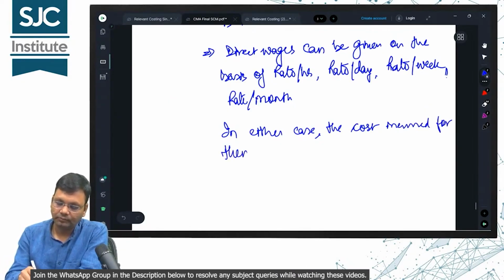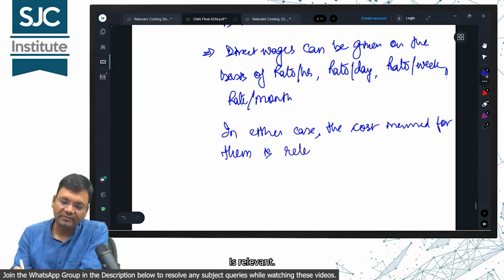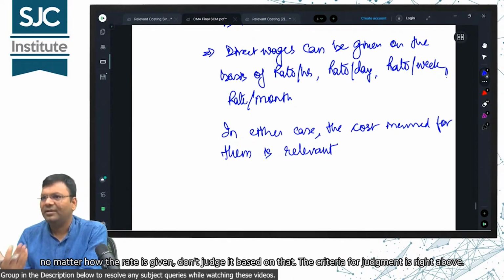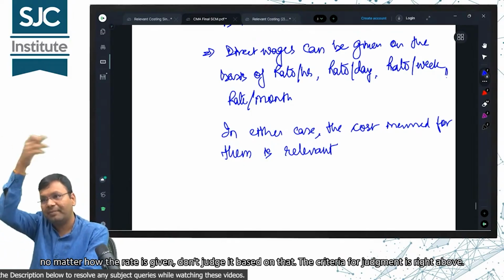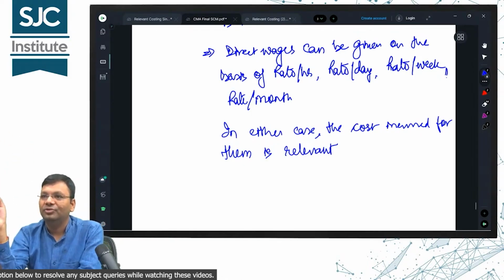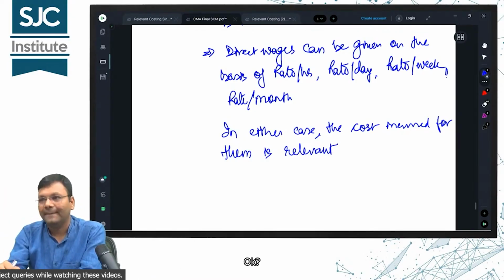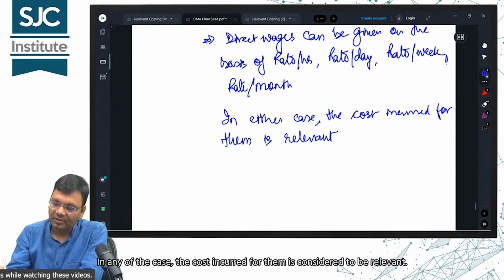Okay. It is relevant. No matter how the rate is given, don't judge it based on that. The criteria for judgment is right above. We need to make a judgment from this chart. Seeing the rate, you shouldn't get confused. Okay? In any case, the cost incurred for them is considered to be relevant.